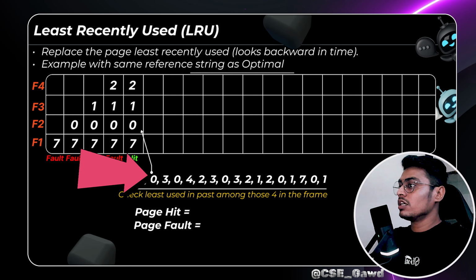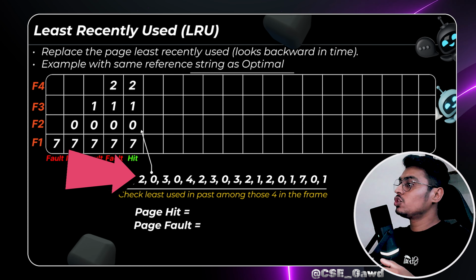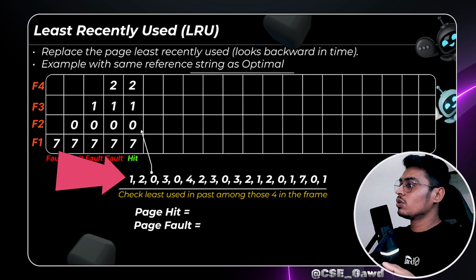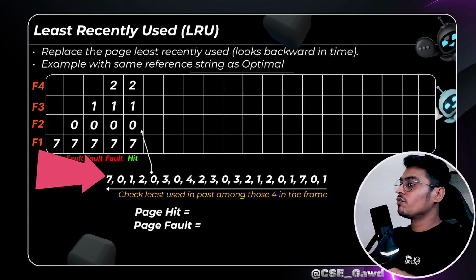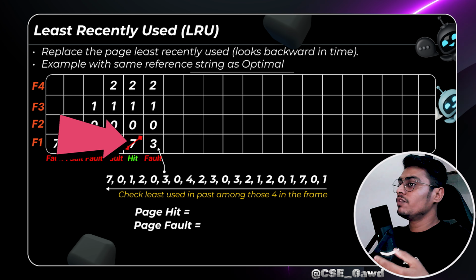Page 0 was just referenced, the most recent. Page 2 was referenced when it was first loaded. Page 1 was referenced when it was first loaded. Page 7 was referenced when it was first loaded and it was the first among these. So we replace it with page 3.